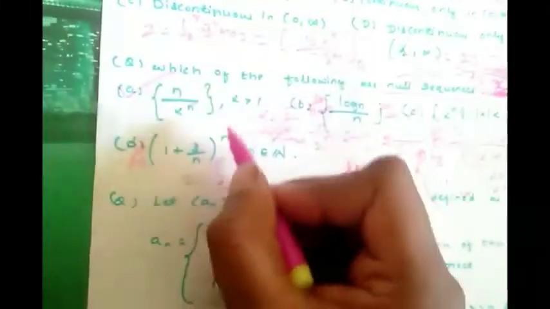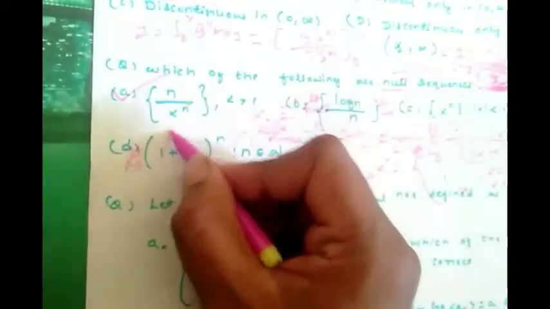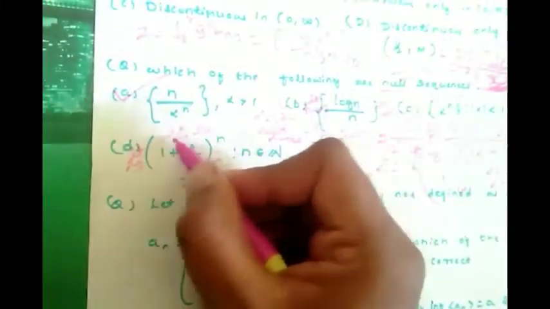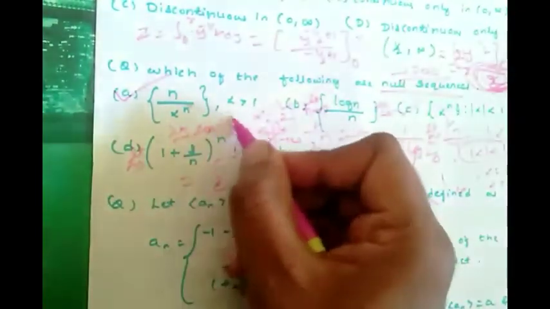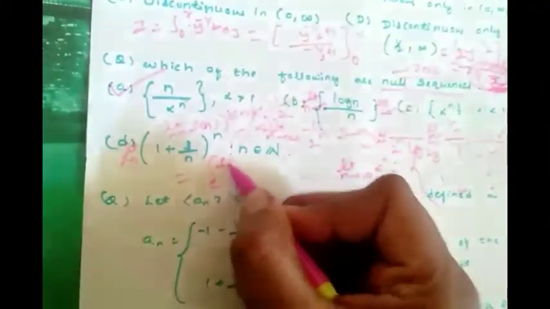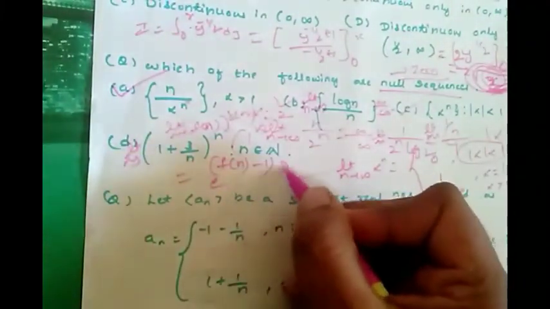And option D is (1 plus 3 by n) whole power of n. We apply the limit n tends to infinity. We get 1 power of infinity form. Then I am giving a trick for this. The trick is we directly take e power of something. If we get the 1 power of infinity form, the given problem is in the form of limit n tends to infinity f of n whole power of g of n. Then the trick is e power of (f of n minus 1) into g of n.